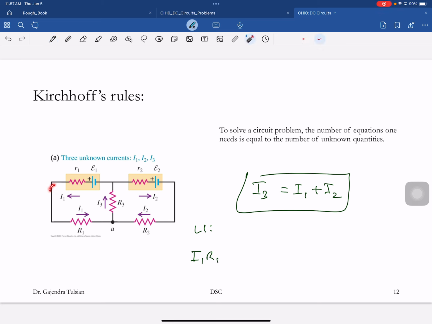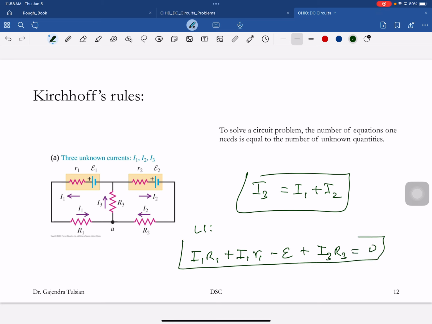Then, can somebody help me out here? I'm going to go across this internal resistance, plus I1 little r1. And then you're going from high to low, so it's negative, so minus u1, and then plus I3 R3. So this loop gave you another equation.